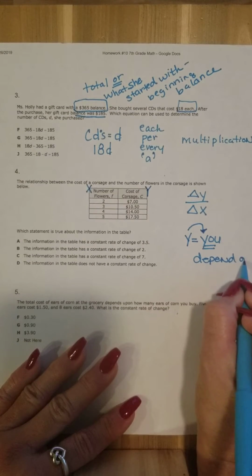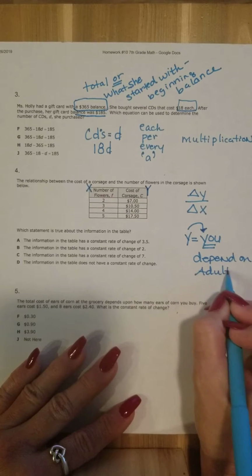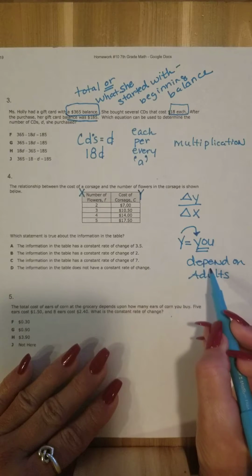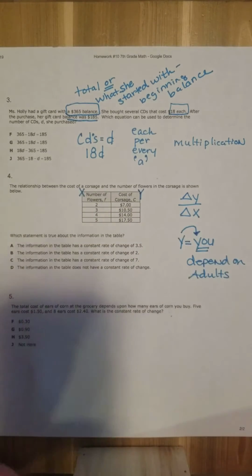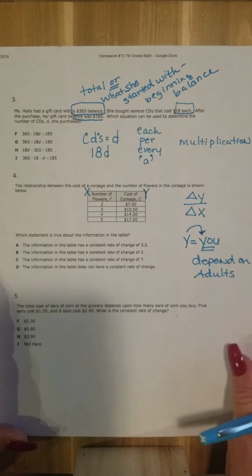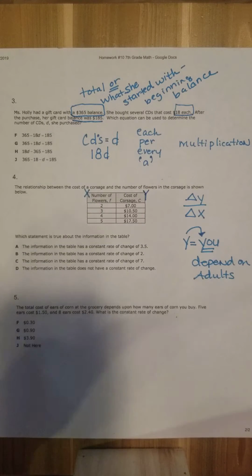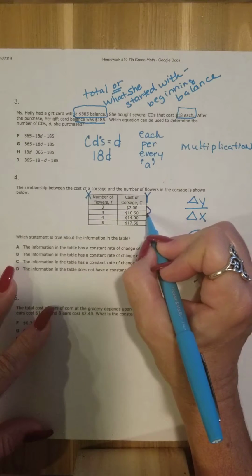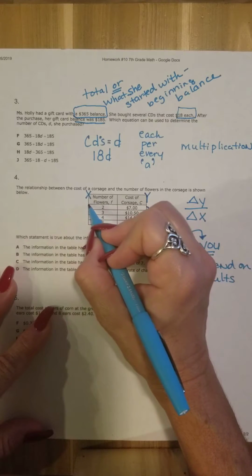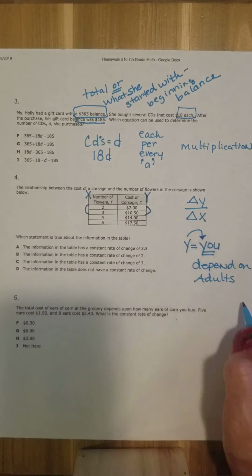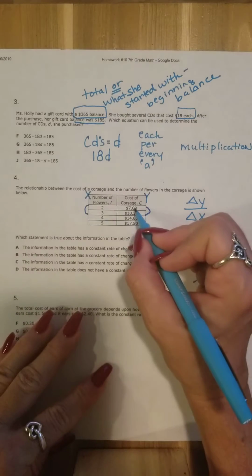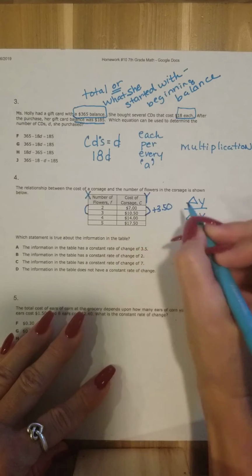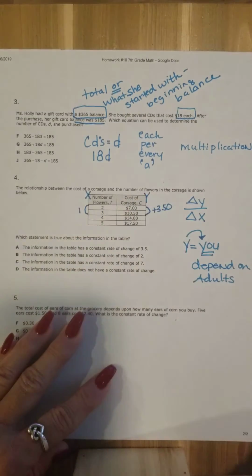You depend on adults or your parents or your guardian to take care of you. So the Y is always you, and you are dependent. Okay. Then after that, now that we know which is the X and the Y, and we know this is a formula, we just do what is the change in Y from here to here? What is the change in X from here to here? What are we adding to get there? So from here to here, we're adding $3.50. From here to here, we're adding 1 flour.